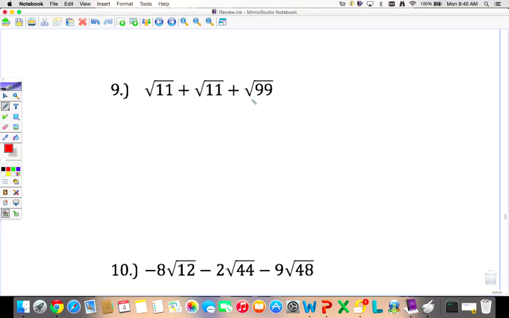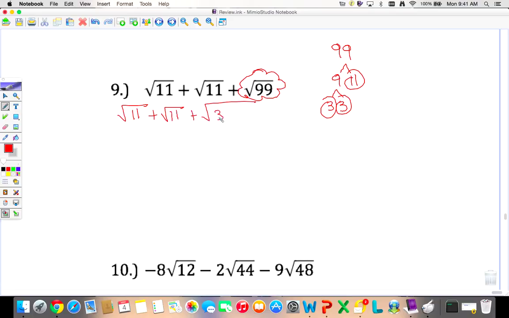Alright, number 9. Now we're adding square root of 11, square root of 11, and the square root of 99. I know I can combine these square roots of 11s, but before I do that, I need to reduce the square root of 99. So I'm going to focus on this real quick. Square root of 99, we can do 9 and 11. 9 is going to be 3 and 3. So here are my prime numbers.